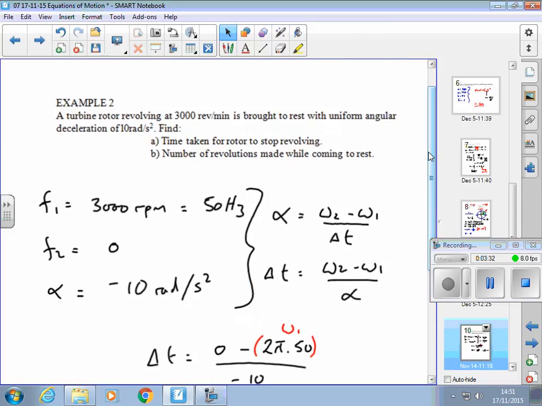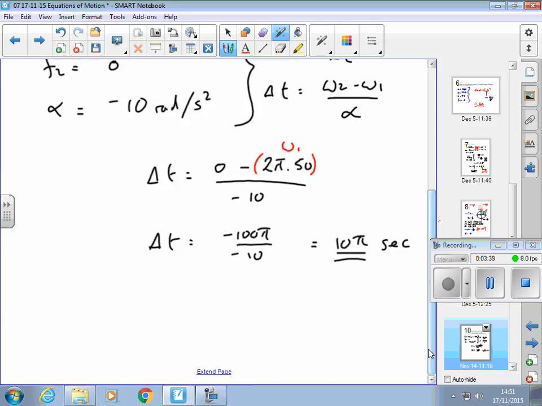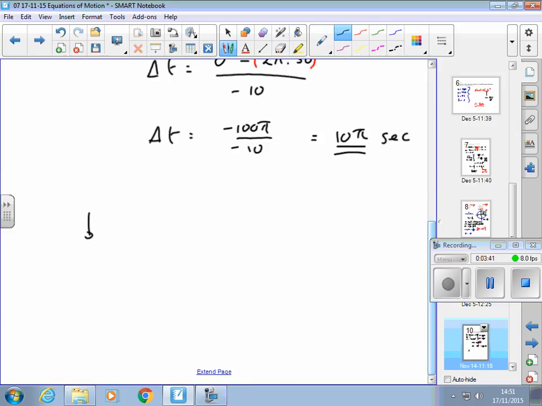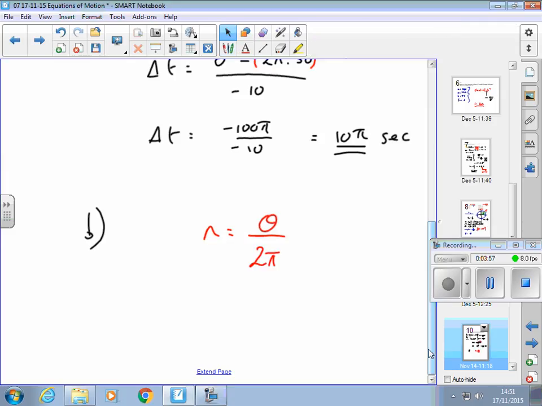What about part B then? The number of revolutions made while coming to rest. So for part B, I need the number of revolutions. Do we know a formula for the number of revolutions? N equals theta over 2 pi. I'm already thinking to myself, I've got a pi here, and if I've left my time in terms of pi, maybe later on they'll cancel out. That's going in my head. I don't often get rid of the pi because they might cancel out.